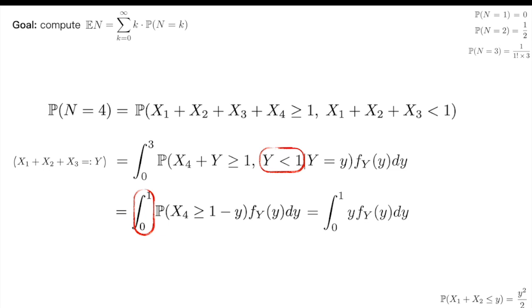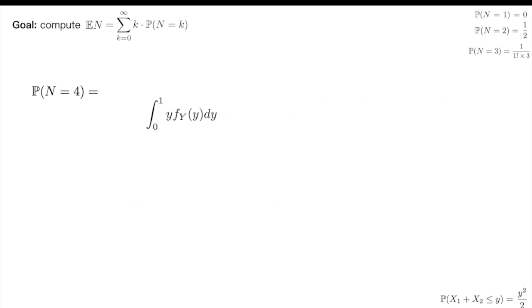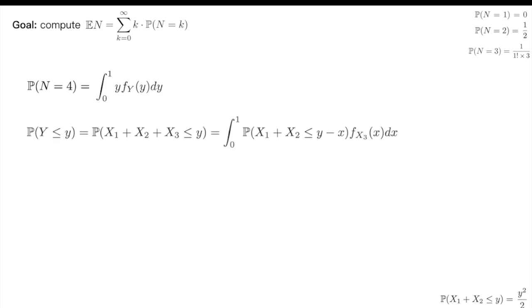And again, we have to compute the density of y. Remember, this time y equals the sum of the first 3. We also use the conditioning probability formula. This time we condition on capital X3, and we will end up with a formula in this form. Remember that x3 is uniformly distributed on 0 to 1, so this term is 1.